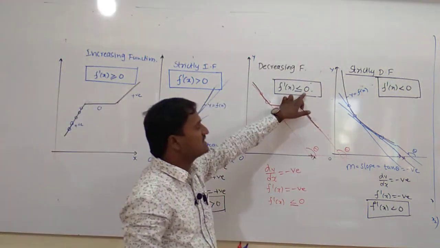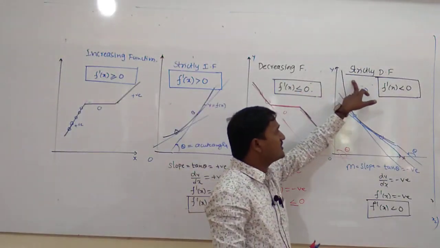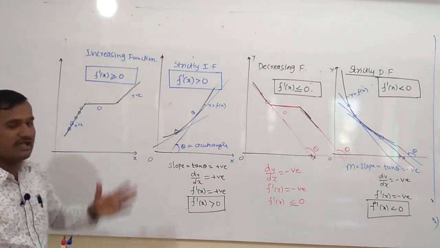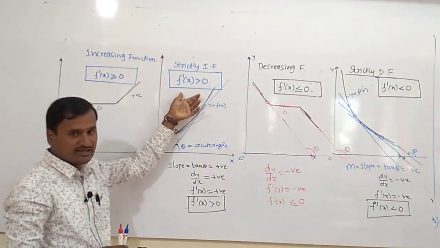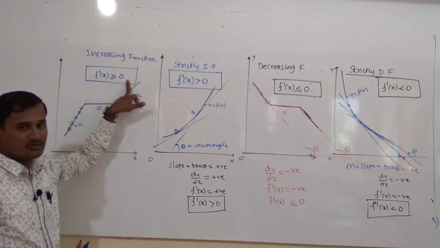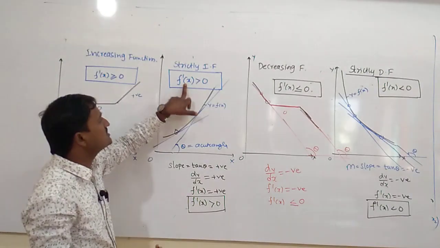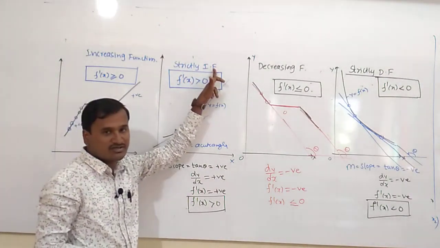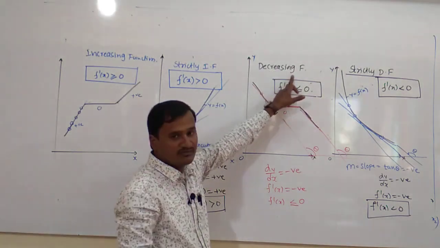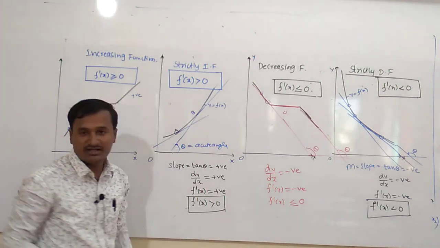So if f dash of x is less than or equal to 0, then we will say that the given function is a decreasing function, and the given function is strictly decreasing only when f dash of x is less than 0. So by using the derivative we will say whether the given function is increasing, strictly increasing, decreasing or strictly decreasing. If f dash of x is more than or equal to 0, then the given function is an increasing function. If f dash of x is more than 0, then the given function is strictly increasing. And for a decreasing function, if f dash of x is less than or equal to 0, then the given function is decreasing. And if f dash of x is only less than 0, then the given function is strictly decreasing. Okay, right.